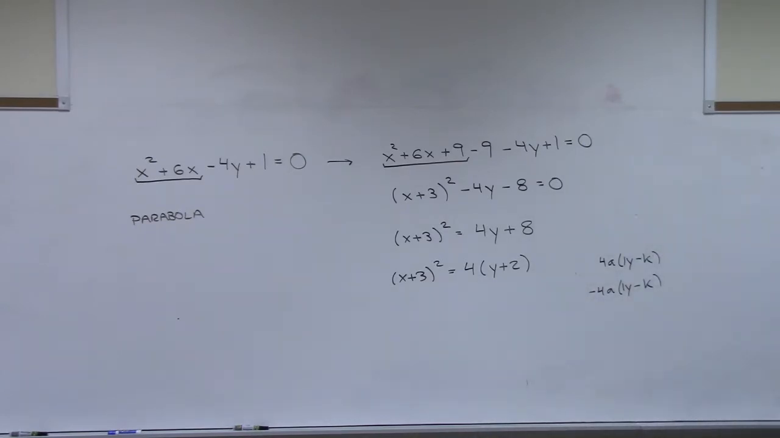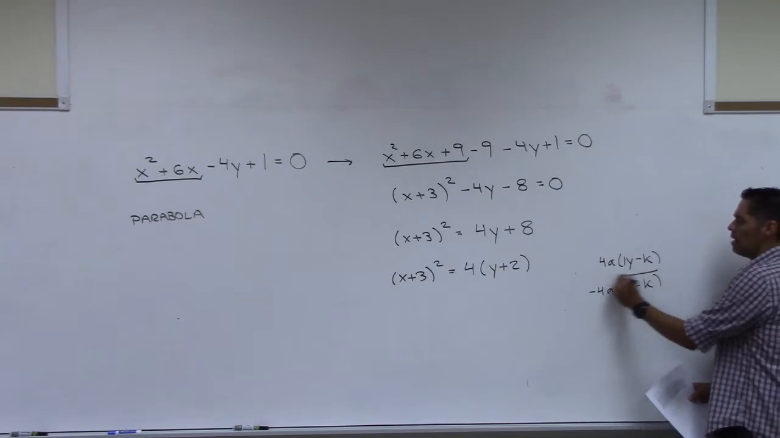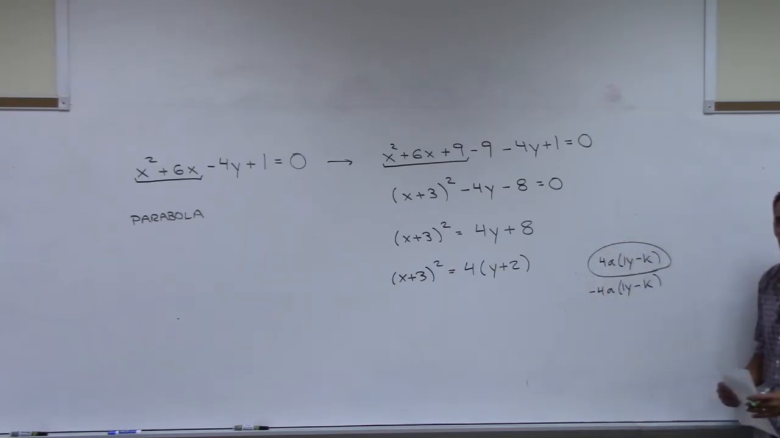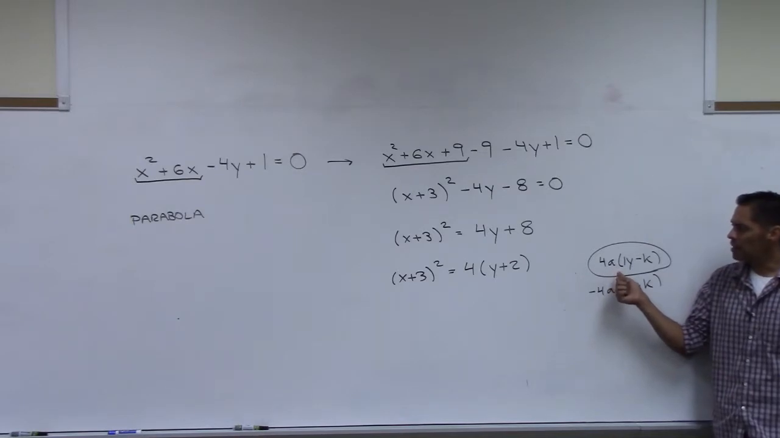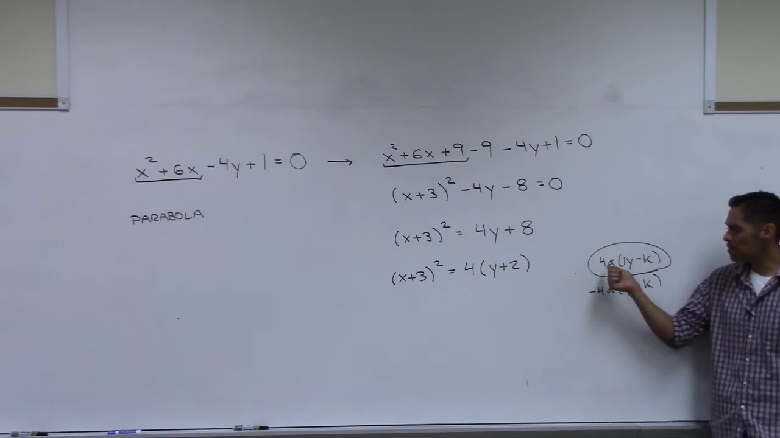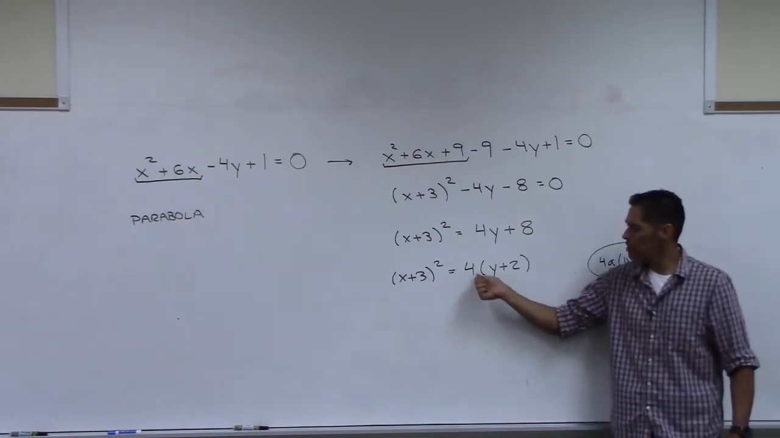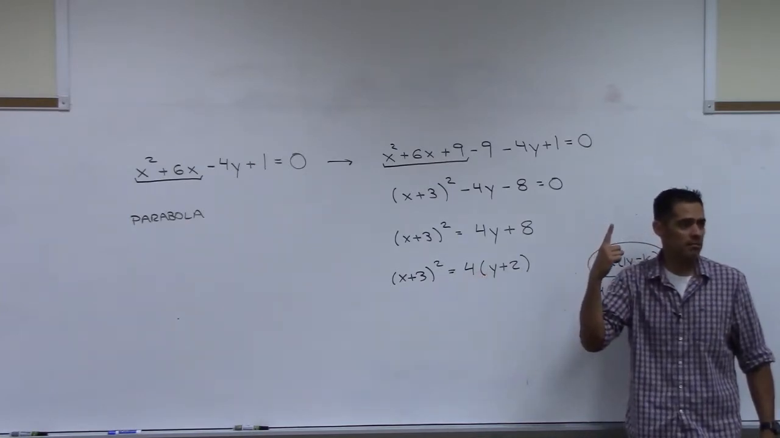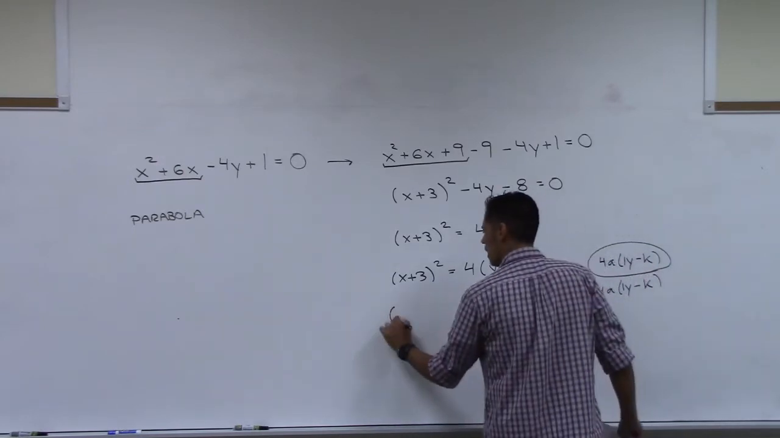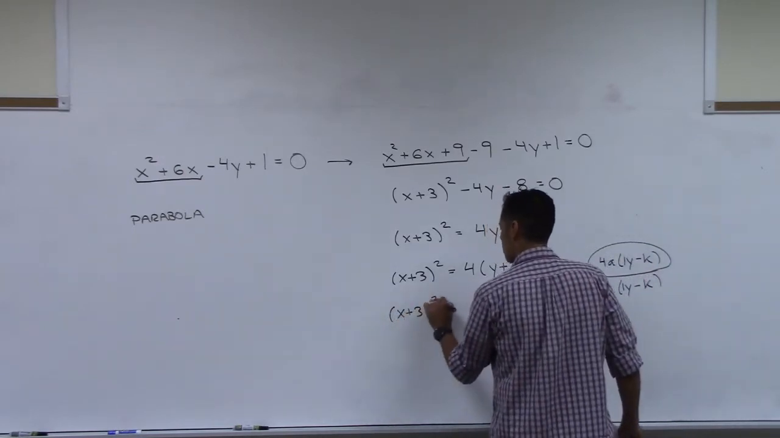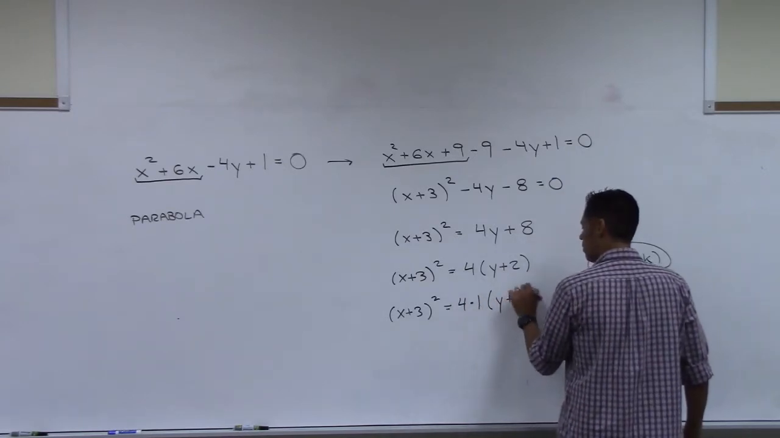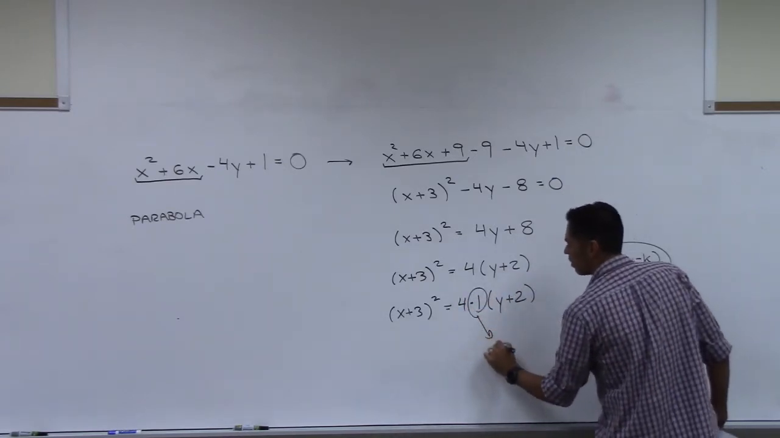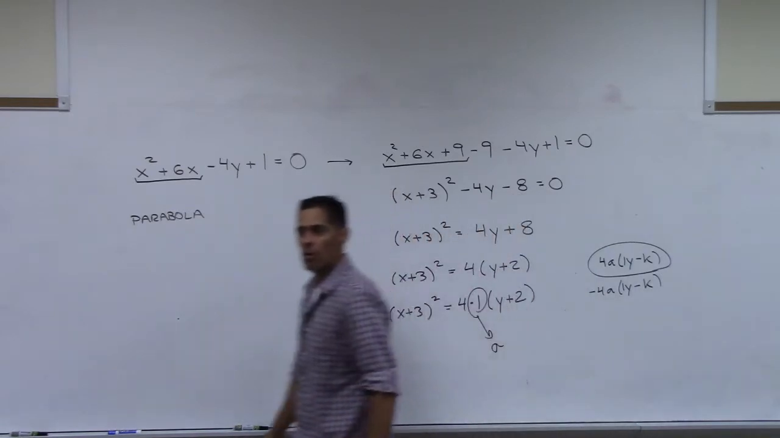And I think we're looking like this one, aren't we? We don't have a negative out there? And if that's the case, what's a for us here? The formula says we have to have 4 times a number out front. 4 times a number. So the number's got to be 1. All right, so we're going to look at this as being (x plus 3) squared equals 4 times 1, (y plus 2). So this 1 is our a, isn't it? The 1 is the a.